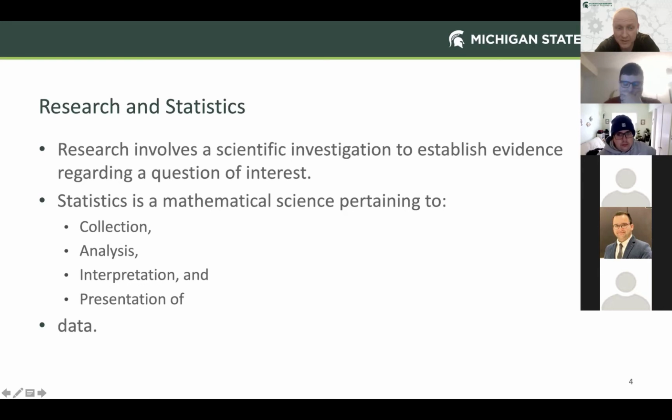Oftentimes in statistical analysis, we see a lot of misinterpretation. So the collection and analysis may generally be sound, but sometimes we may make interpretations that aren't fully supported by the data. And we'll start to talk about a few of those things as we move forward. And then equally important is trying to present that.